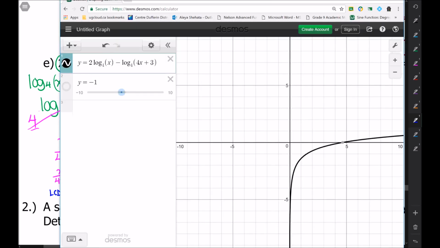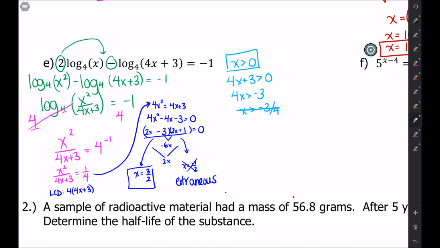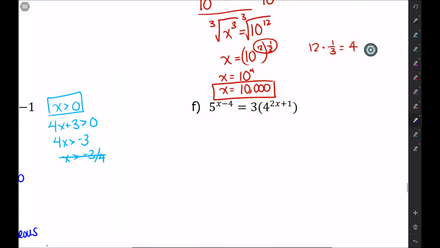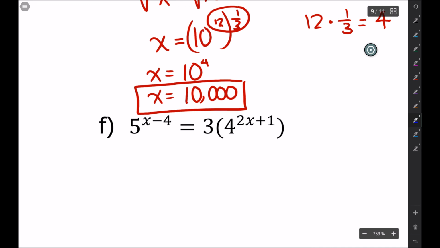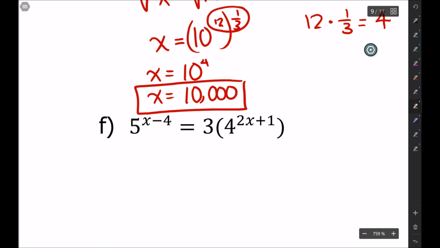So if you notice right here, I have the left side of our equation as y equals, and then I have the right side of our equation as y equals as well. And if you look and see where they intersect, it only intersects at 1.5. It does not intersect at our negative value because our domain is restricted. So 1.5 is our only solution for x.